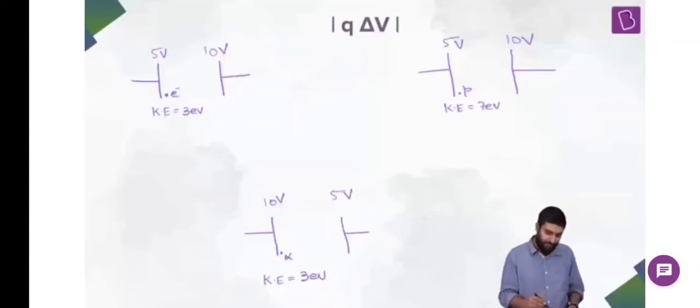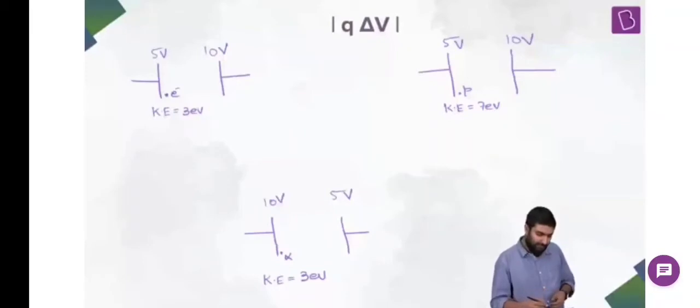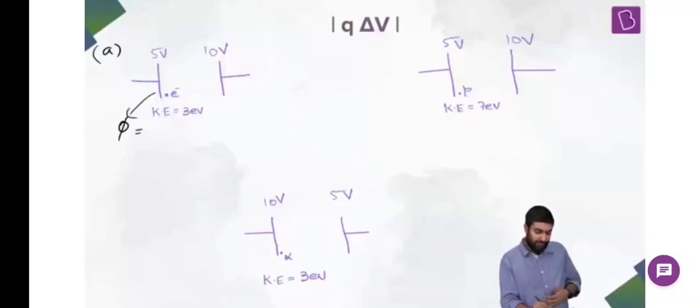Okay. So let's say we have this case over here. Let's say the work function of this metal plate was 5 electron volt, correct?